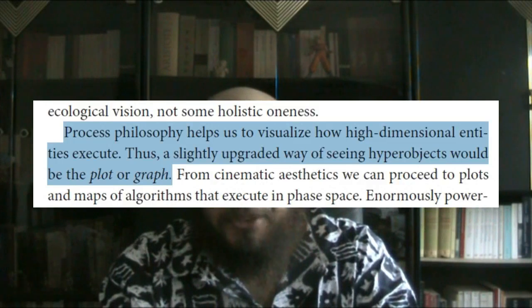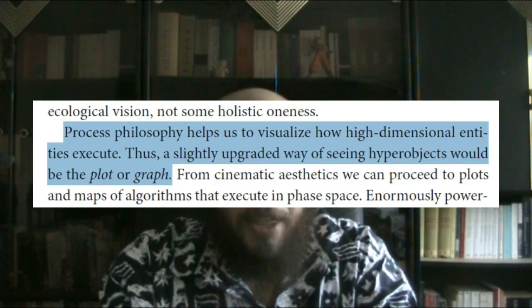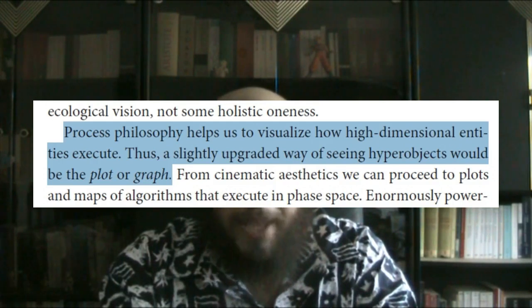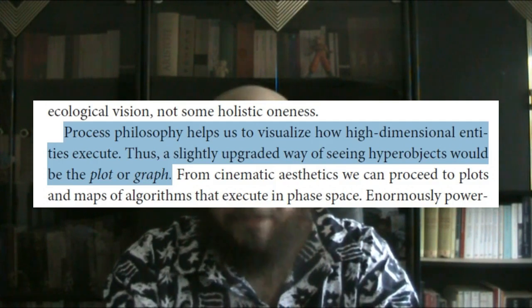To quote Morton, "Process philosophy helps us to visualize how high-dimensional entities execute. Thus, a slightly upgraded way of seeing hyperobjects would be the plot or graph." So, the plot is what makes the phases of a movie make sense in some way. A graph makes the different data correlate with each other, drawing links between things we thought to be unrelated, for example.